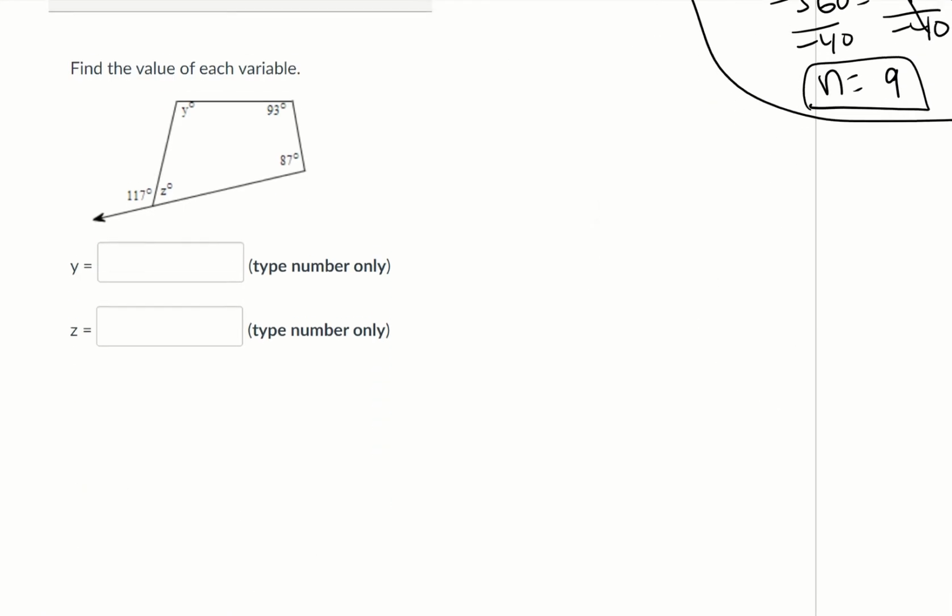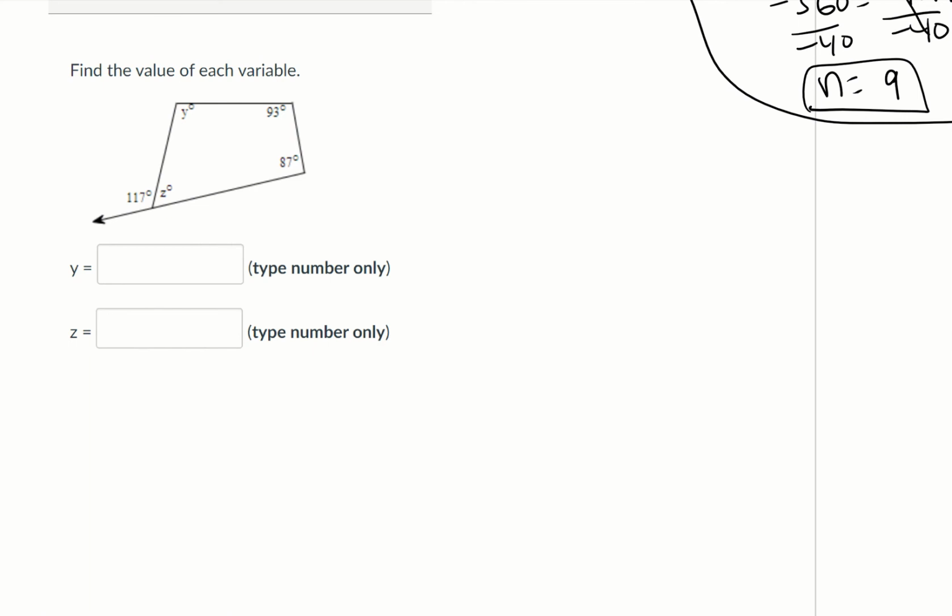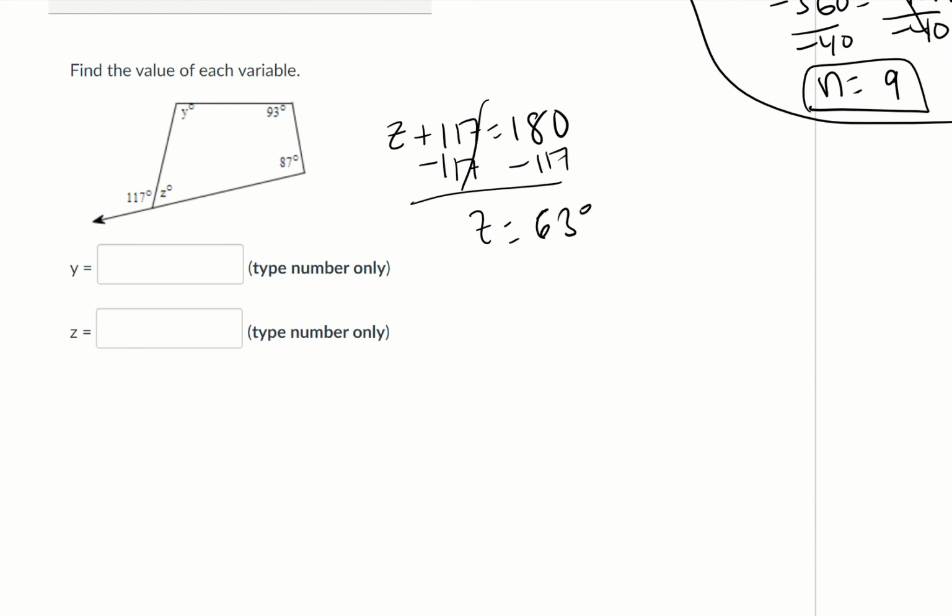All right, for question number 4, find the value of each variable. In this case, we have a quadrilateral. We have 4 sides, and we have some exterior angle here. This exterior angle is 117. Because we have this exterior angle and this other angle, these two angles add up to 180, and we can use that to find z. So z plus 117 equals 180 because they're a linear pair. We can subtract 117 and get z. So z is 63 degrees.